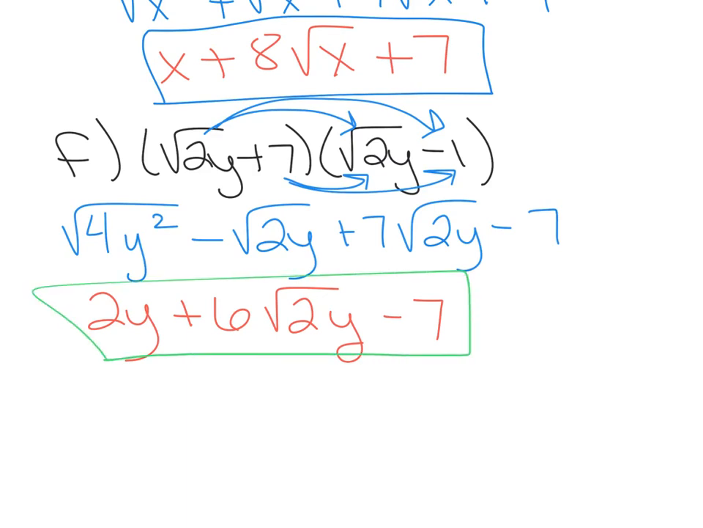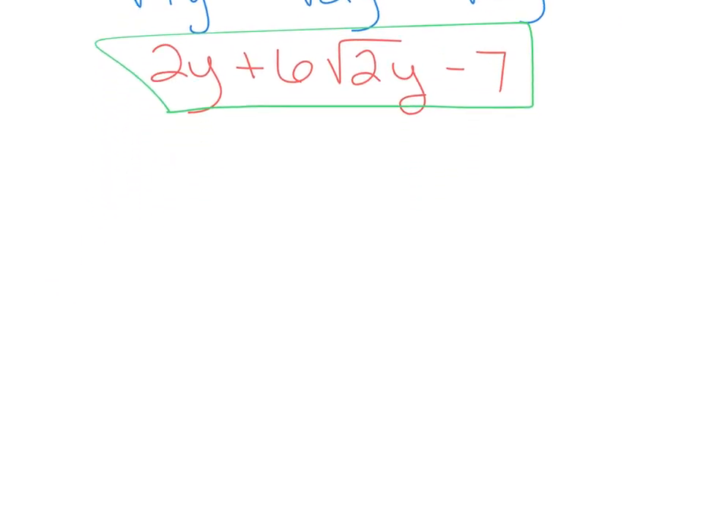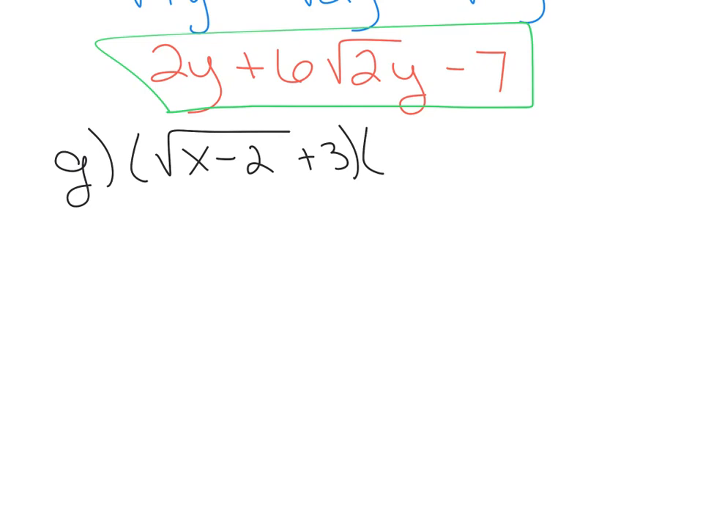All right, we've got one more in this example. We've got letter G, which is really looking complicated. The square root of x minus 2, and those are both under the radical, plus 3 times the square root of x minus 2 minus 3. Okay, so I think we're going to have to take this one kind of slow.